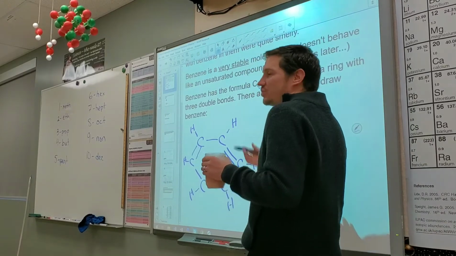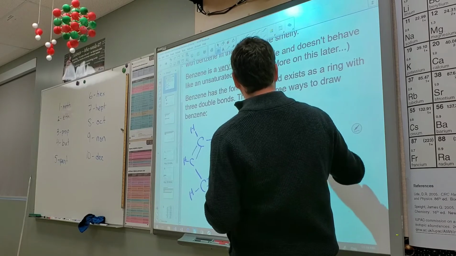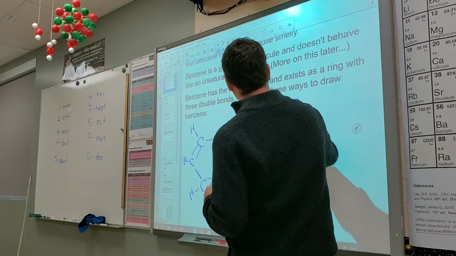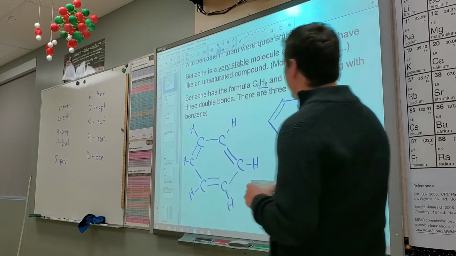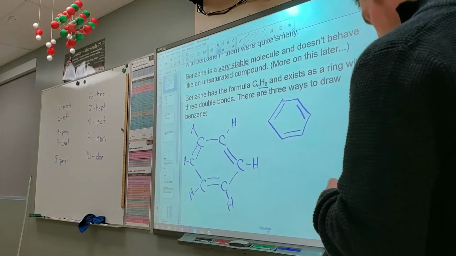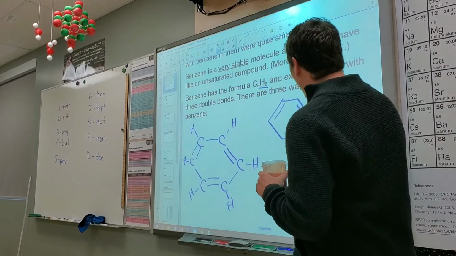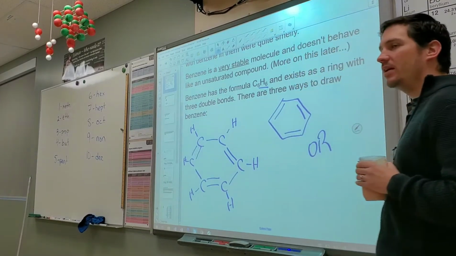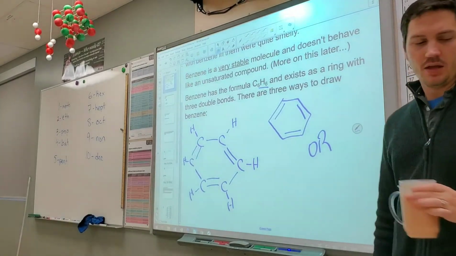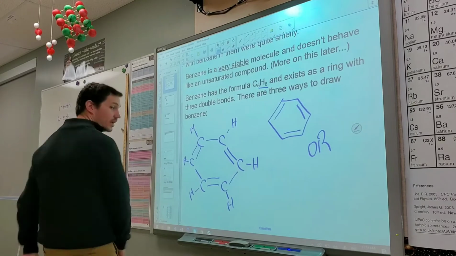Now that's not the only way we can draw it. Let's do a line diagram for this molecule. So we could just draw a hexagon, and we could do the 3 double bonds inside of it. Sure, no problem. Or there was a second way of drawing it. Circle. Yeah, and I want to make sure you understand why that is.